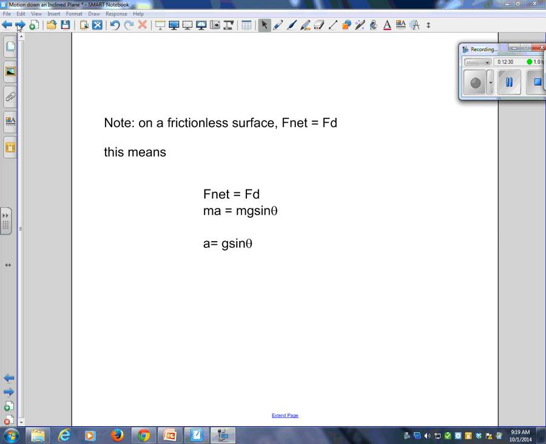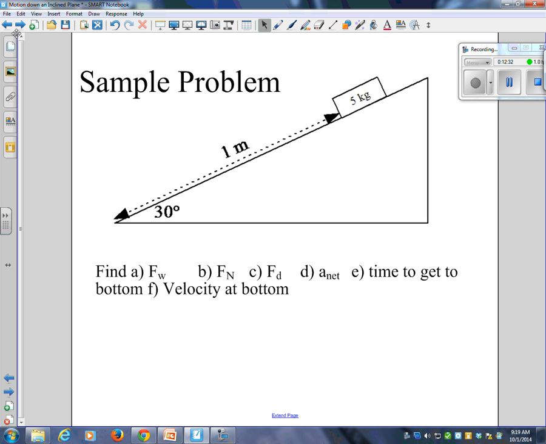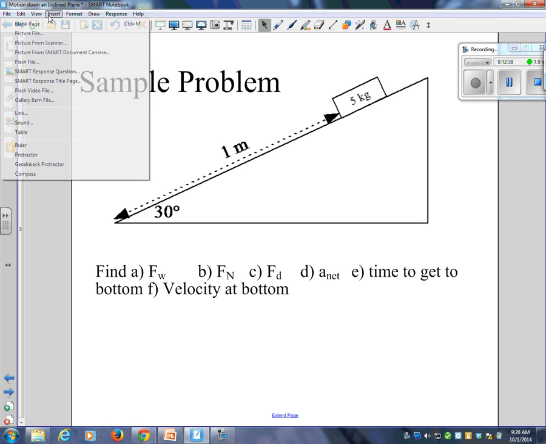Whoa. I guess I'm missing some slides. Okay, that's fine. No problem.